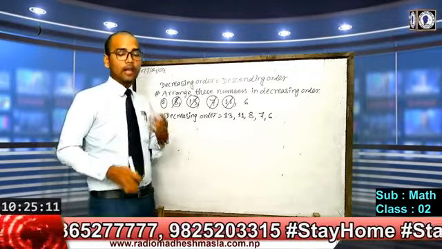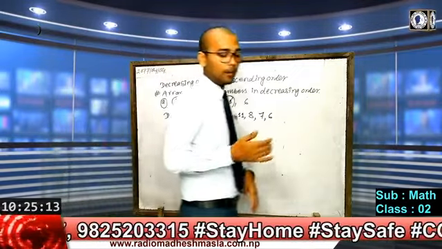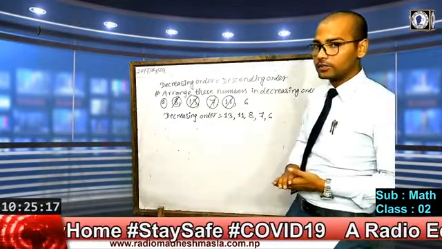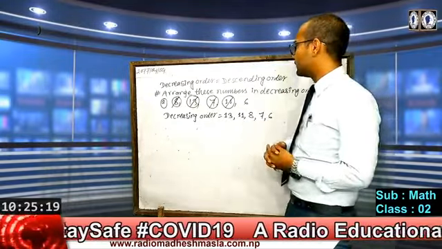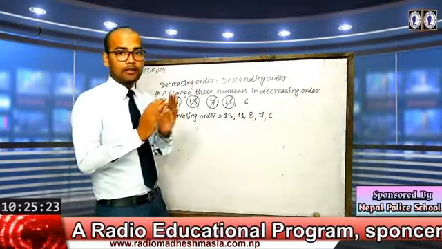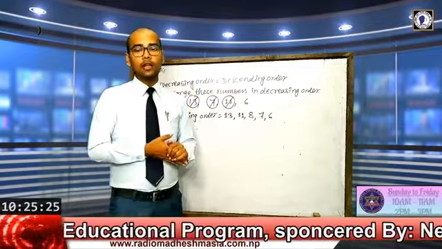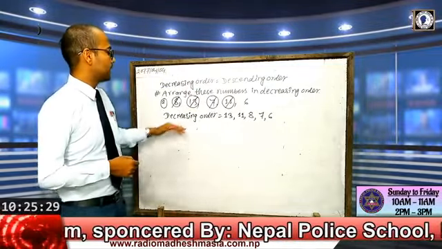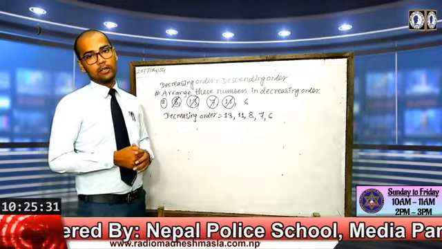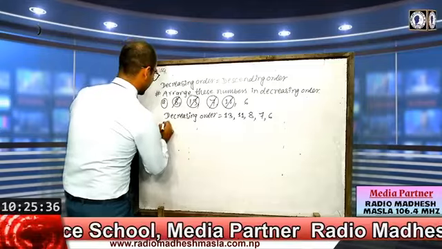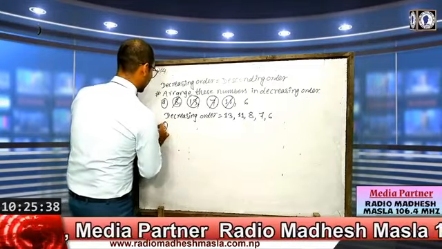You can arrange this, or you can find the smallest or greatest number first to arrange these numbers. If you find the greatest or smallest one by one, then you can arrange the given numbers according to their ascending or decreasing order. So in this way, let's take other examples.